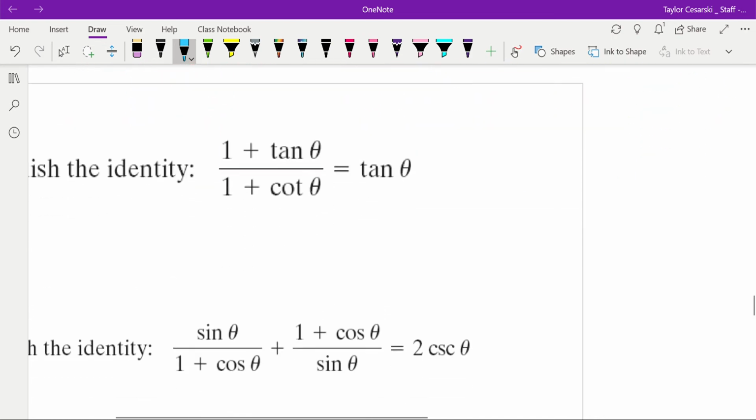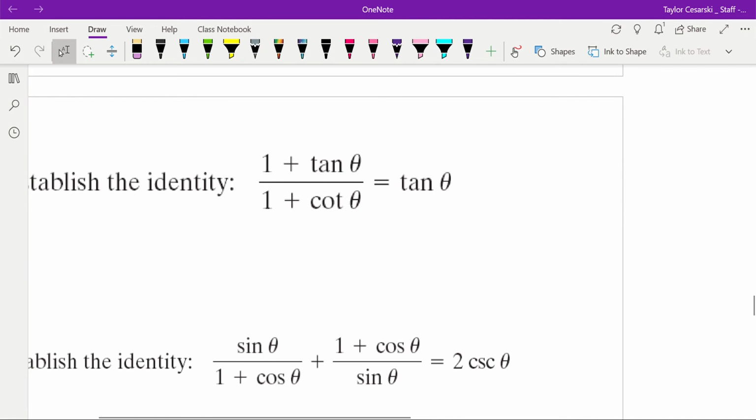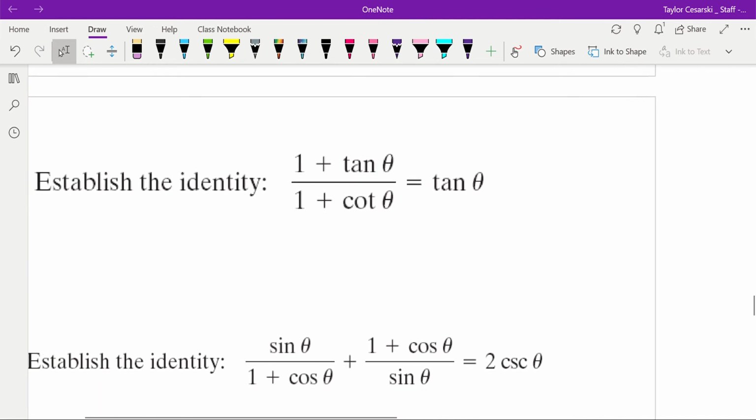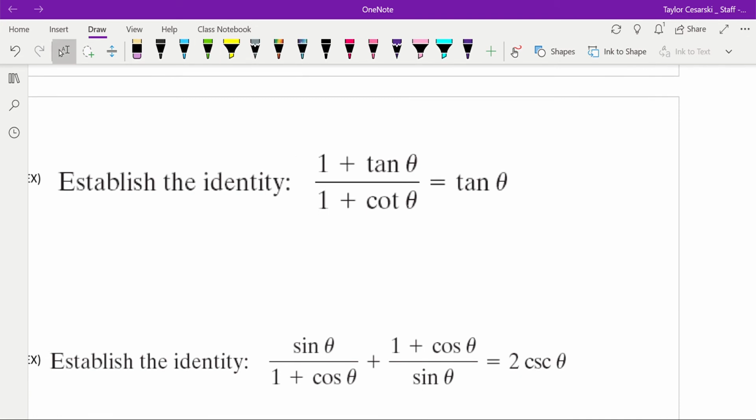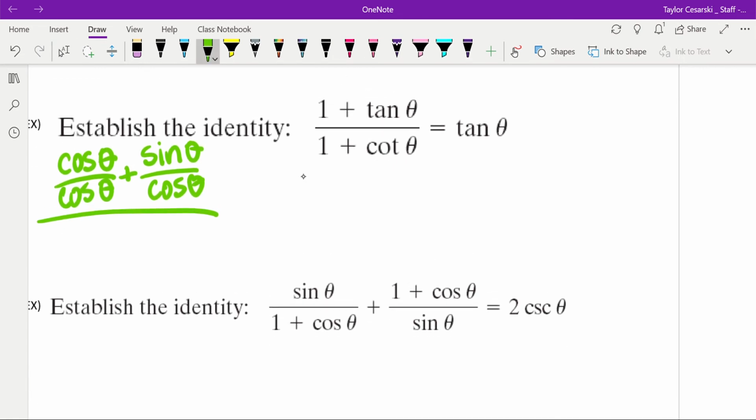All right, a couple left. So 1 plus tangent and 1 plus cotangent. So I'm going to go ahead and break this up into some fractions here with sine and cosine. Tangent, I know I can write as sine over cosine. So I'm going to write this with a common denominator. So 1 would just be cosine over cosine, and I'm just dealing with the top right now. And then the bottom, cotangent, is cosine over sine. And so 1 would just be sine over sine.